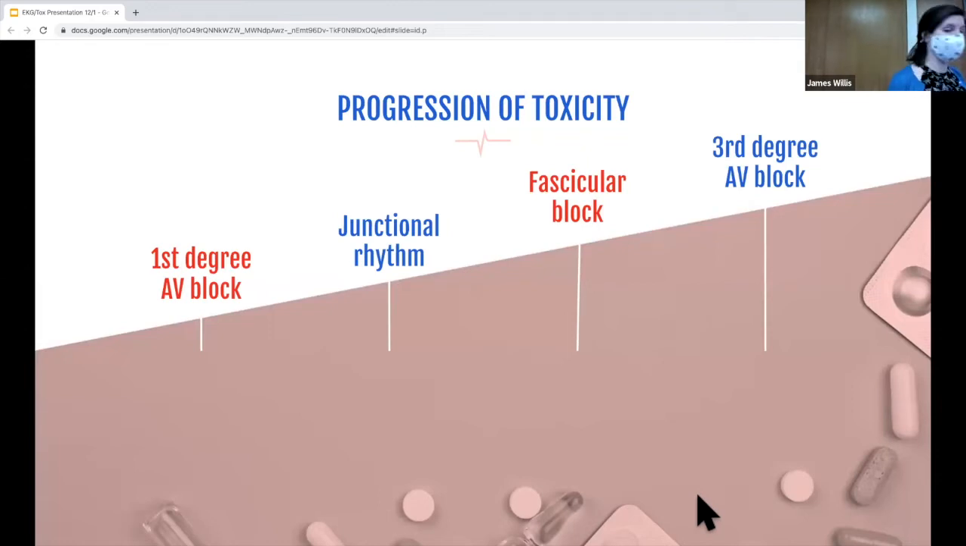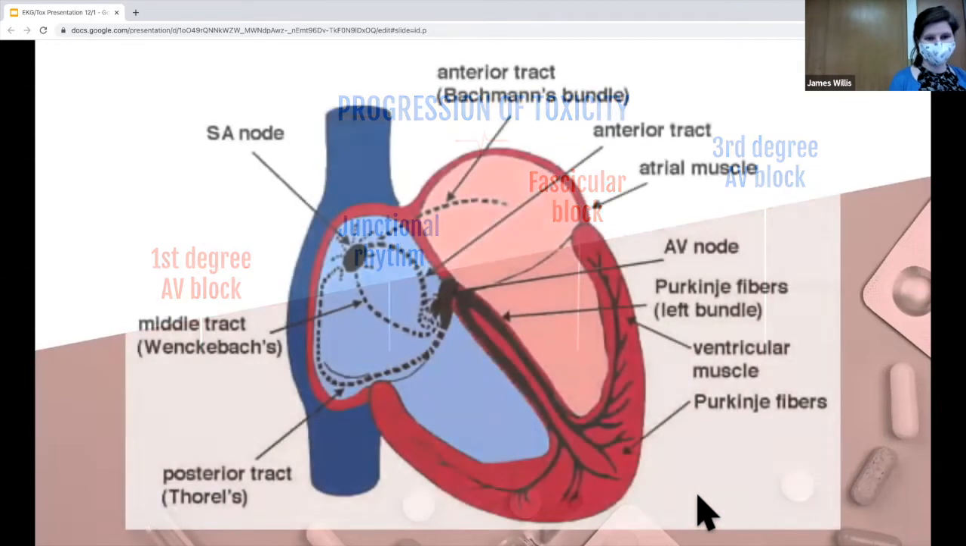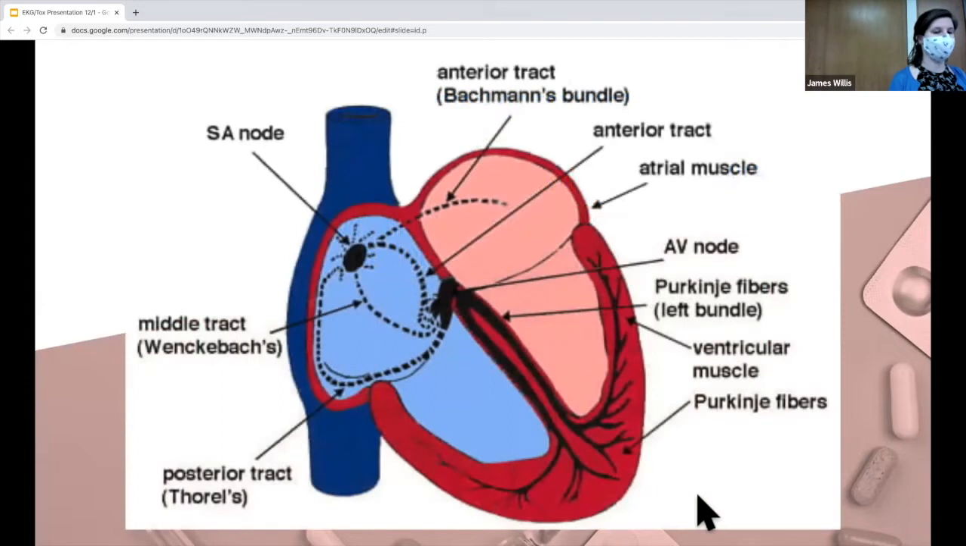So shout out to Dr. Kendall for suggesting this wonderful little animation. So think about it this way. You're blocking the beta or calcium channels at the SA node. The more you take, it just moves down to the ventricle. So the more they take, the more of your conduction system is going to be blocked. Okay, so it's a great way to think about that. Any questions about beta blockers or calcium channel blockers?